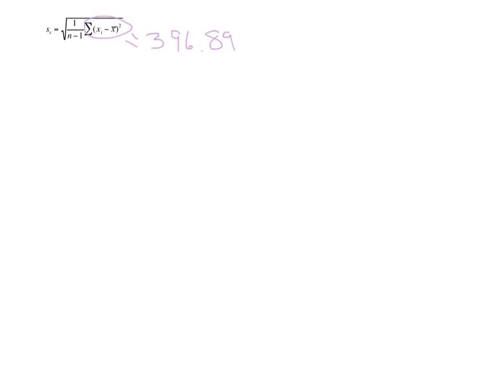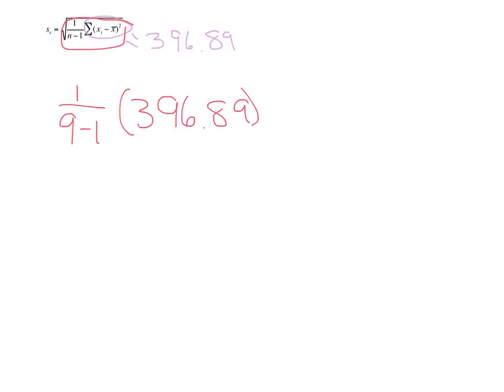Now what I need to do is figure out what this part under the square root is. So I'm going to do 1 over n, which is 9, minus 1, times 396.89. That gives me 1 over 8 times 396.89. And when I do that, I end up getting 49.61.